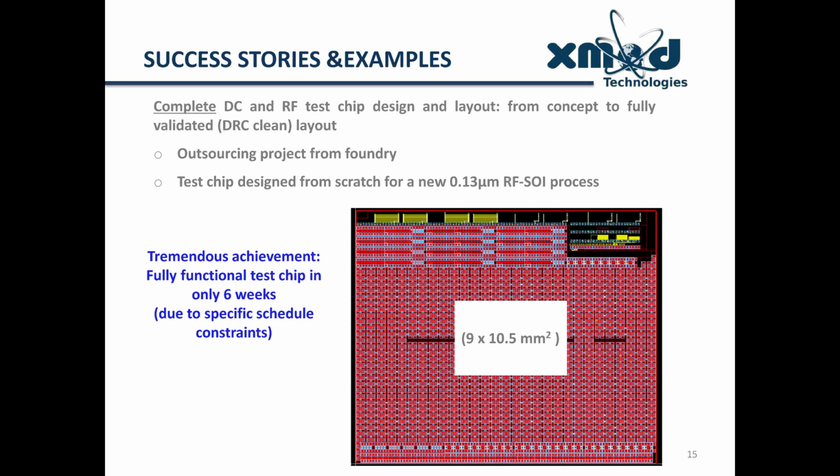Another example is a complete DC and RF test chip design and layout from concept to fully validated DRC clean layout. This was an outsourcing project from a foundry, and the test chip was designed from scratch for a new 0.13 micron RF SOI process. And this was a tremendous achievement with the track record of a fully functional test chip in only 6 weeks due to very specific schedule constraints of our customer.